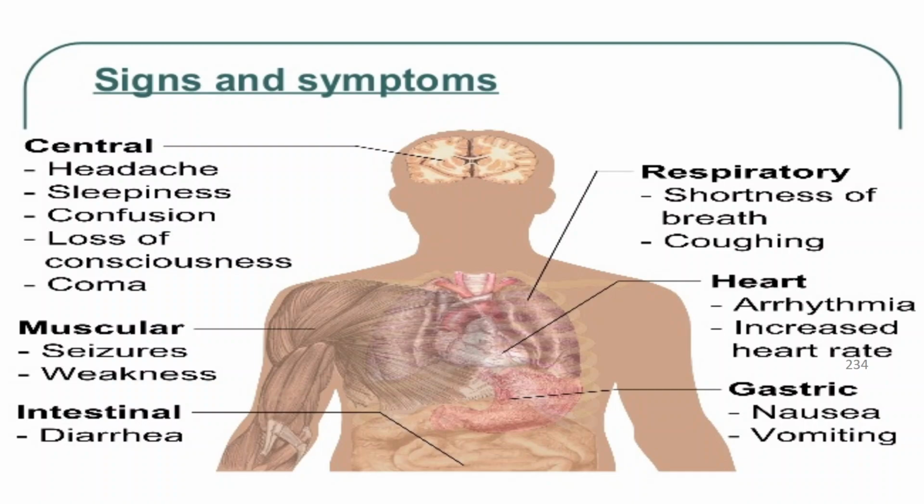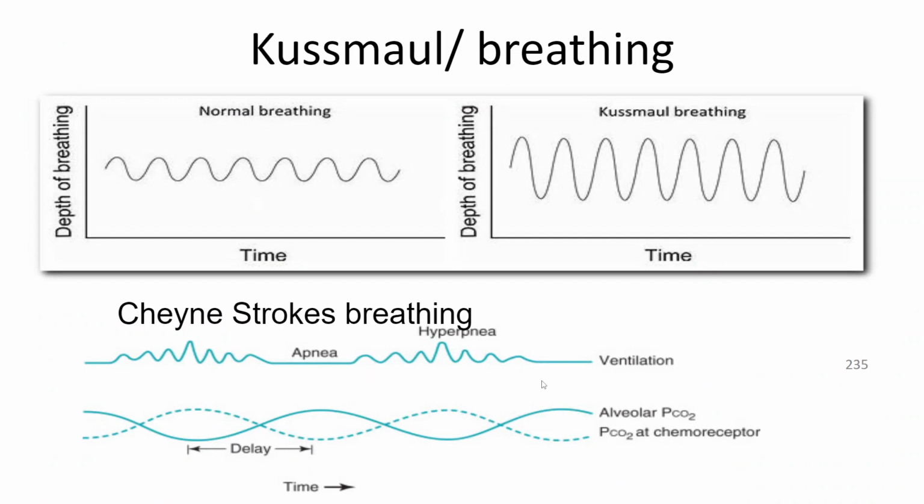And the typical symptoms again, the same patient would have shortness of breath, coughing, and headache, sleepiness, confusion, occasional seizures and weakness of the muscles. Diarrhea could be the other clinical symptom. Arrhythmias increase the heart rate because of the sympathetic overactivity. Nausea and vomiting could be the triggering mechanism for the metabolic acidosis also.